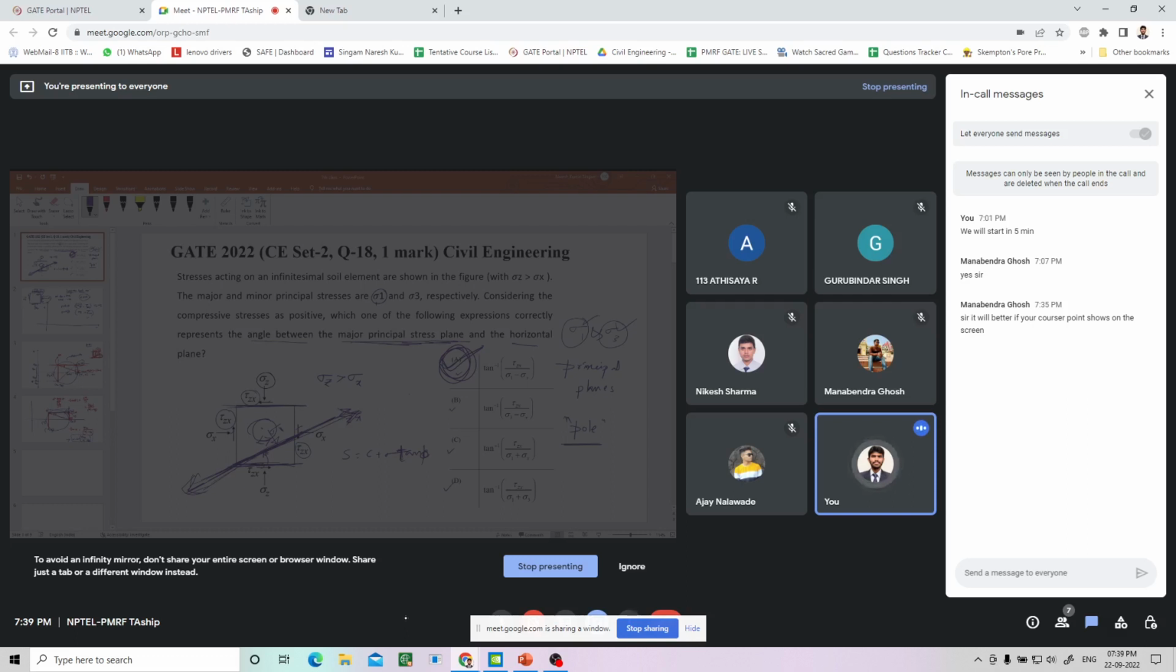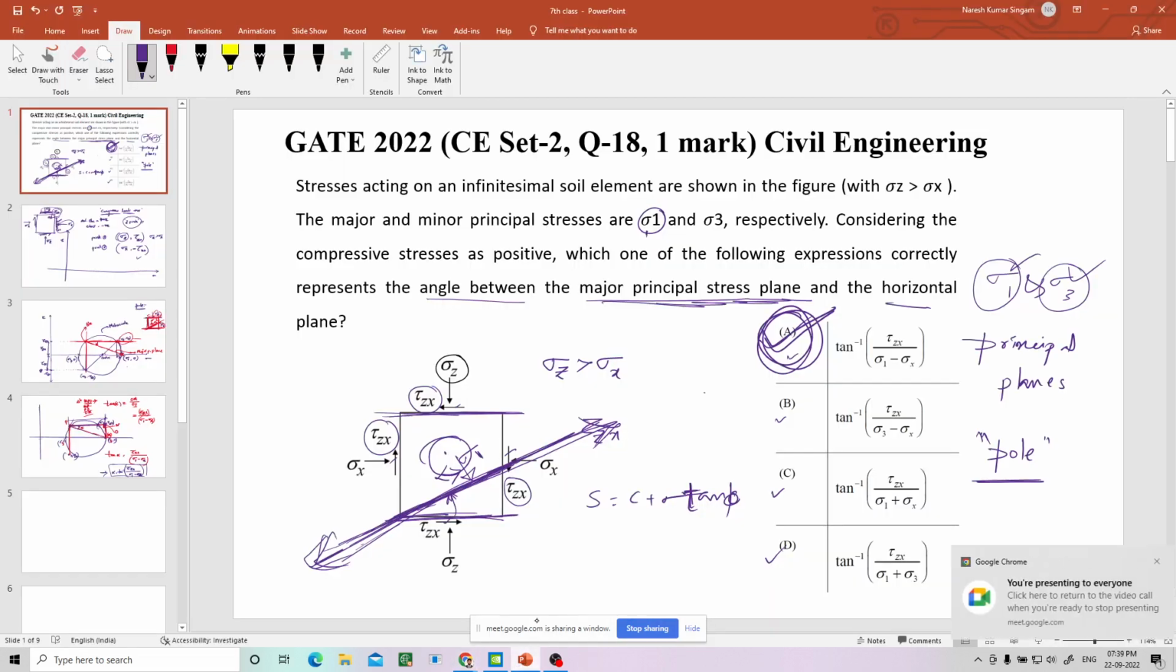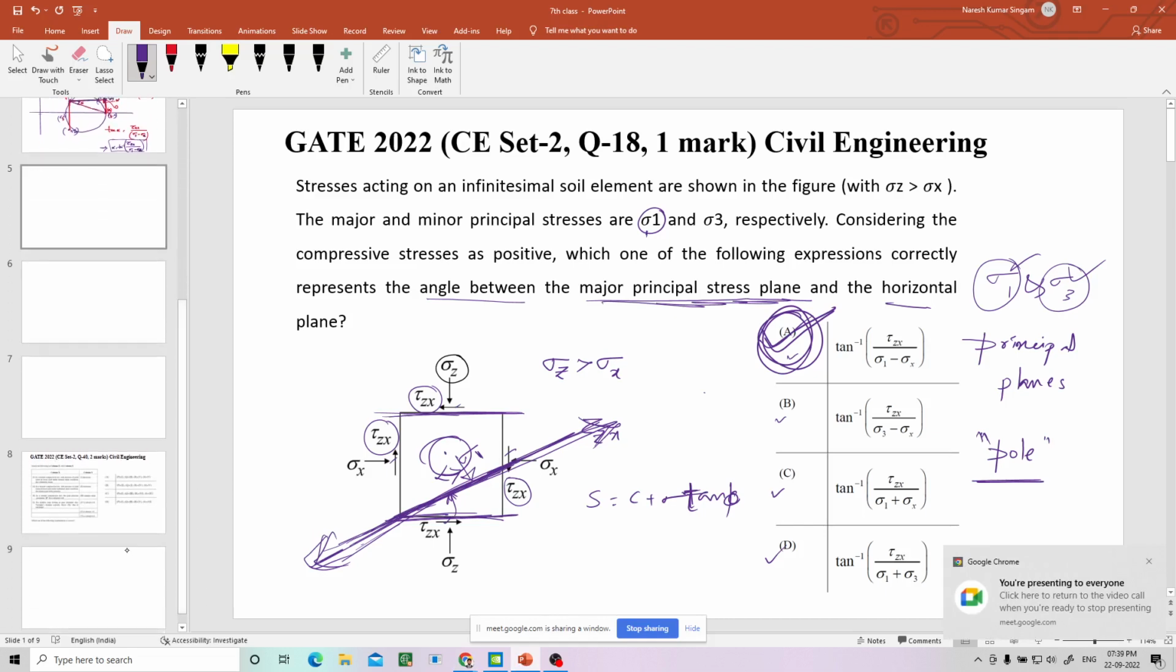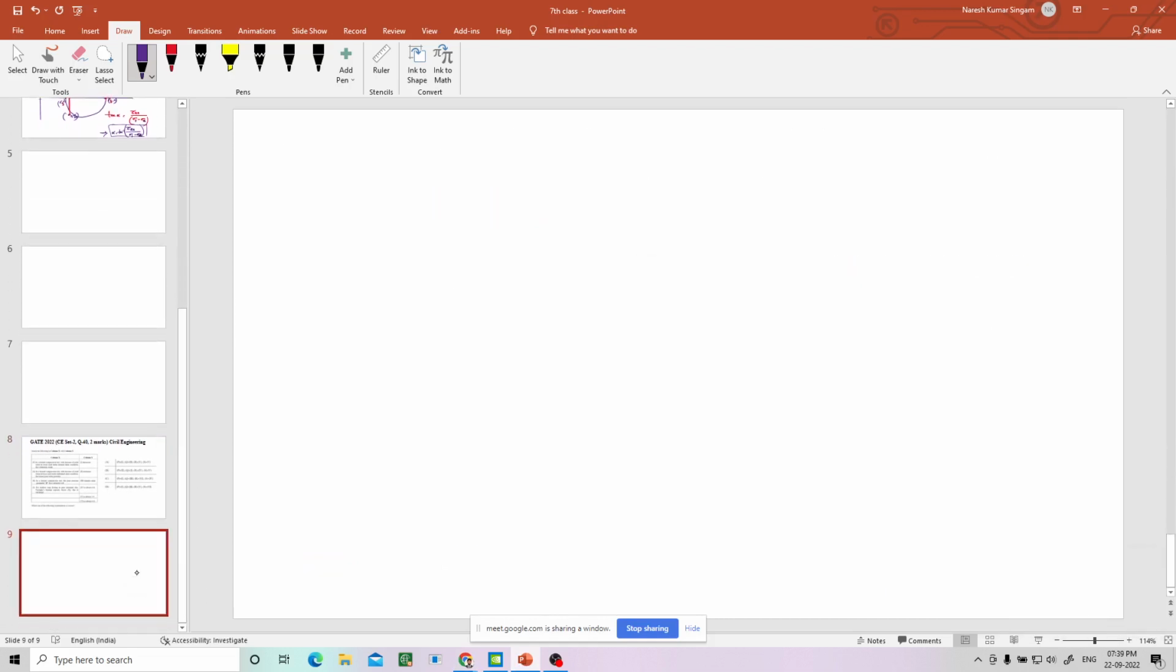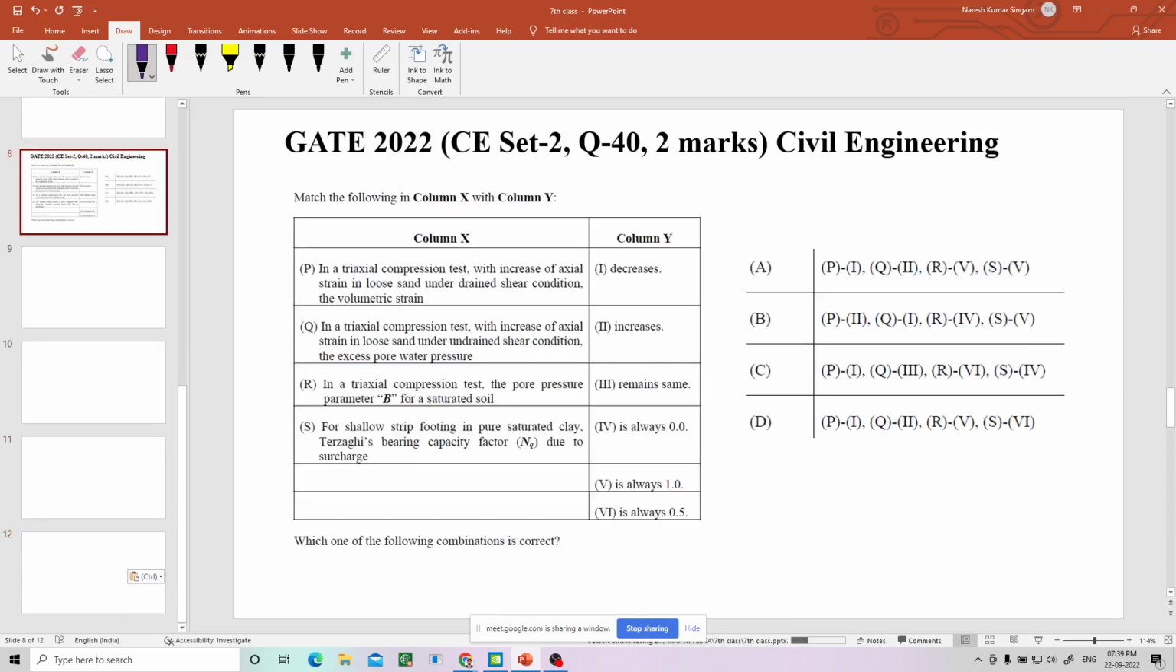Is there any doubt? So can I move to next question? Okay then, let us move to next question. This is question number 40 from set 2. Match the following in column X and column Y. Let's read all the column X first.